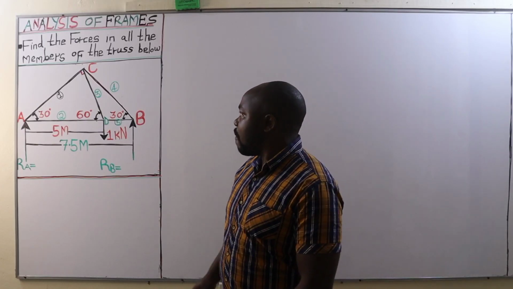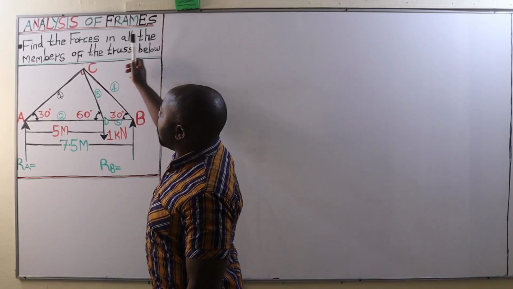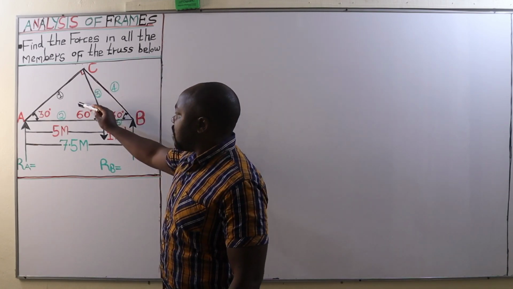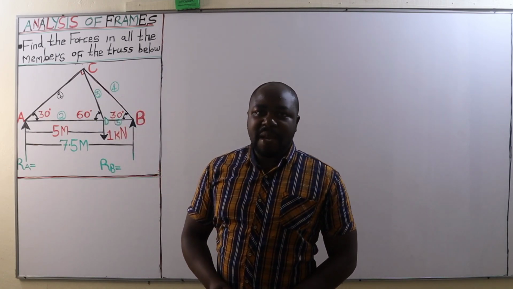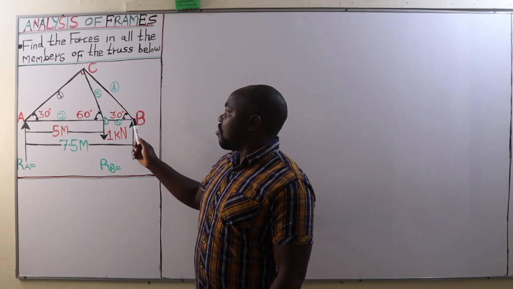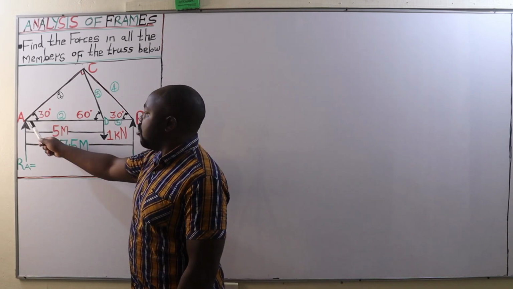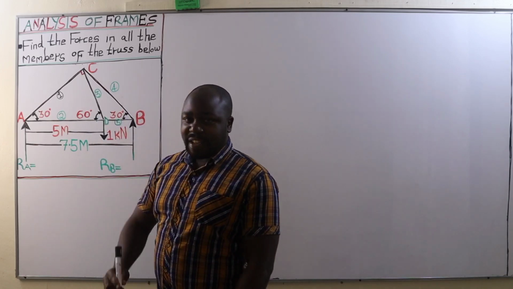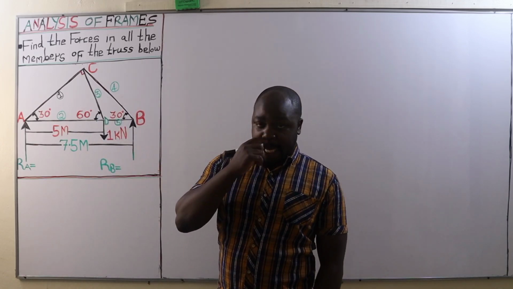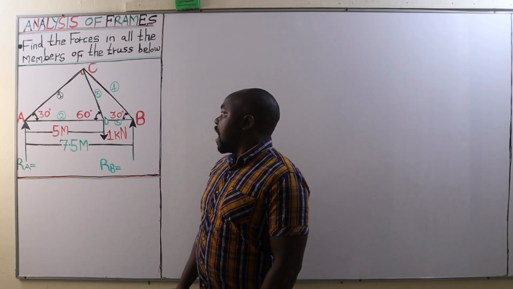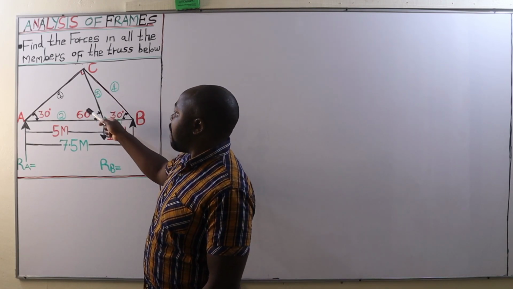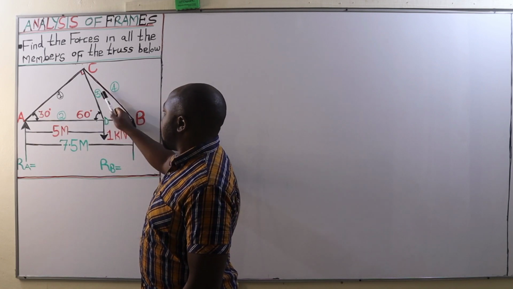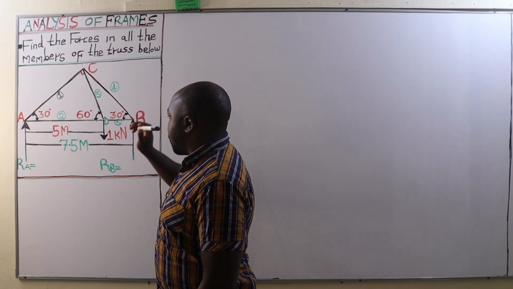Today we are going to find the forces in all the members of the truss shown in the figure below. Now, we have a very simple truss here with joints A, B, C and D. So the truss has 4 joints in total and it has 5 members: 1, 2, 3, 4, 5.